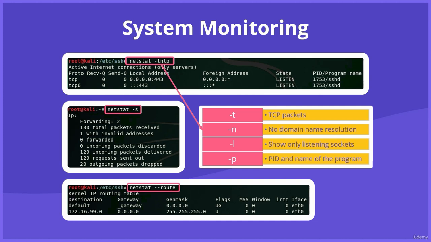The -p parameter is used to list the PID and name of the program. The -s parameter will get you some statistics. And of course, the route parameter displays the kernel routing table.